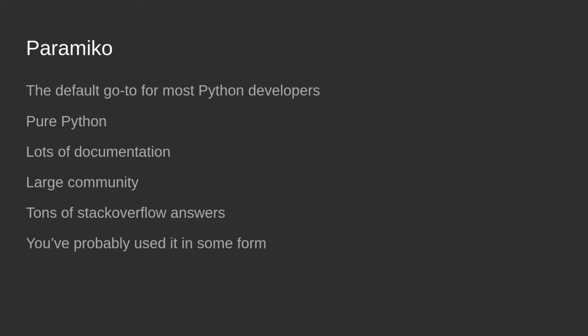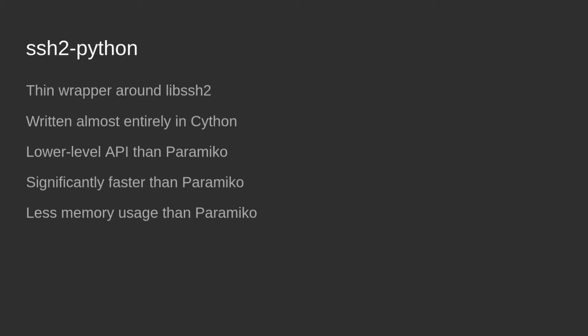But what are some alternatives? Well, in my opinion, the primary alternative to Paramiko at this point is ssh2-python. ssh2-python is a thin wrapper around the libssh2 library. It is written almost entirely in Cython. So it's a small code base. It is just a thin wrapper around the API of libssh2, so you're very quickly getting to that C level code.